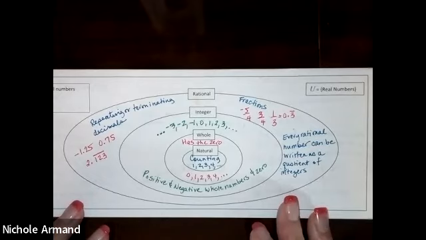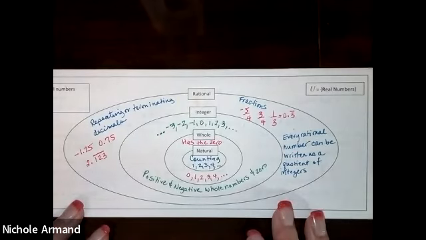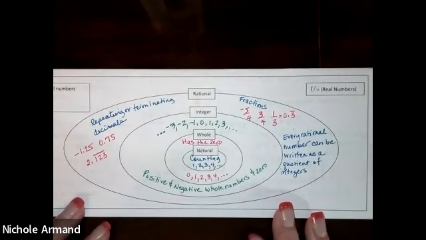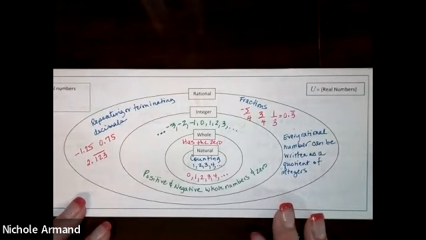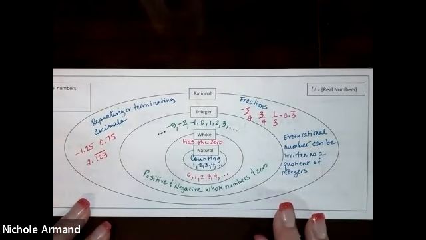So this set, the rational numbers, is also infinite, but it's a bigger infinity than the integers, because not only does it have all of the integers, it has all the numbers in between all of the integers. Therefore, it's a bigger set.